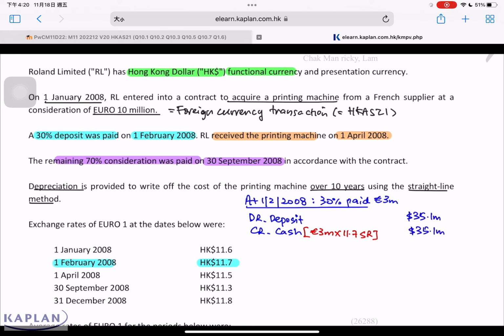This is the deposit. If it's a refundable deposit, it's a monetary item. If it's a non-refundable deposit, we call this a non-monetary item. Assume this is non-refundable. This will be considered a non-monetary item.